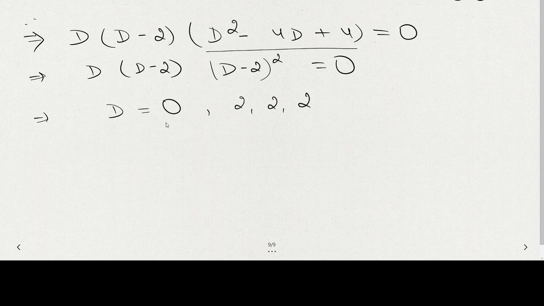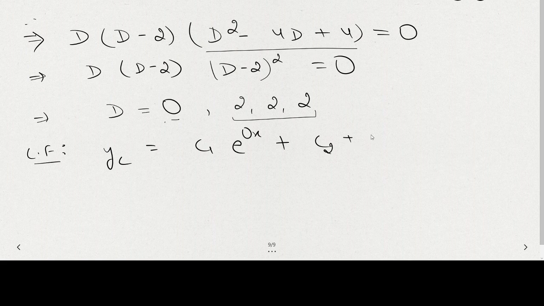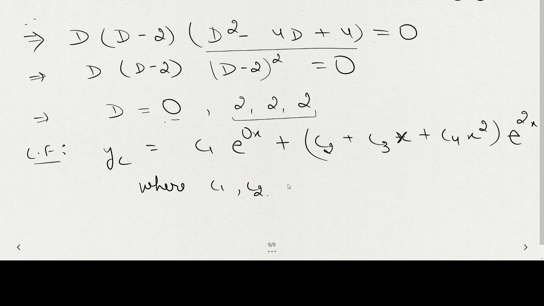We have three similar roots and one different root. The required solution, that is the CF, will be the general solution. We can write it directly: C1 e^(0x) + (C2 + C3 x + C4 x^2) e^(2x), where C1, C2, C3, C4 are constants.